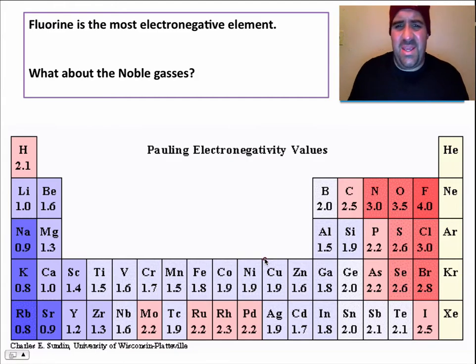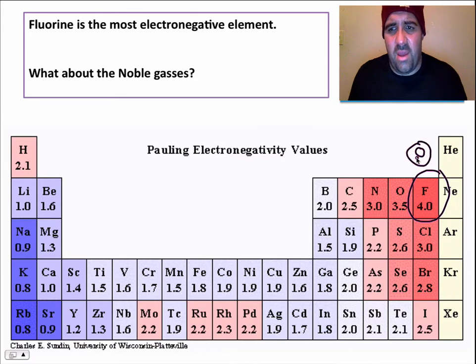And here we just see a general chart of electronegativity. We don't have to worry too much about these numbers right now. But in terms of attracting electrons, fluorine is the strongest. That makes sense because chlorine's going to have an additional energy level. This would be fluorine. Chlorine would have another energy level.